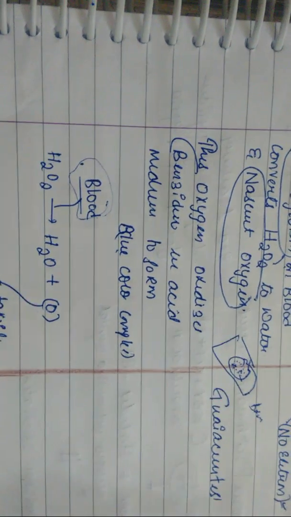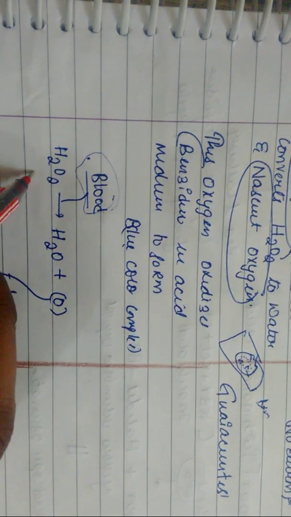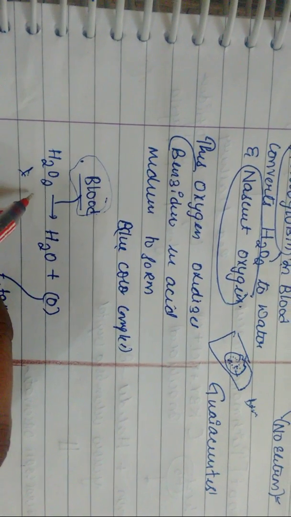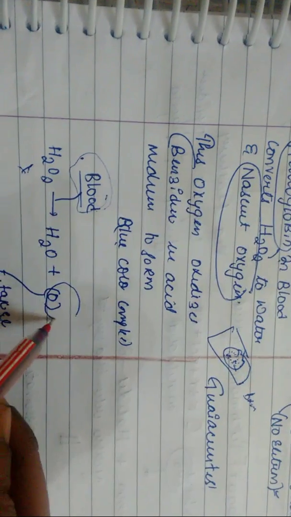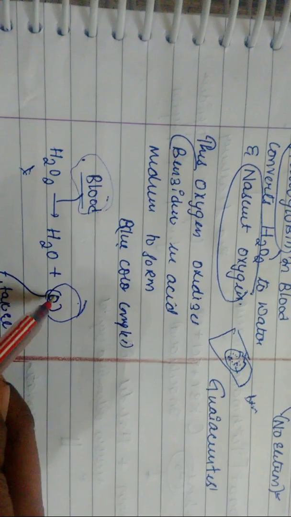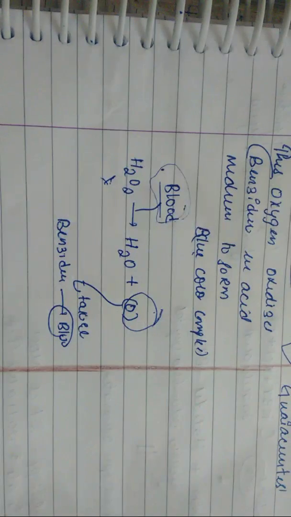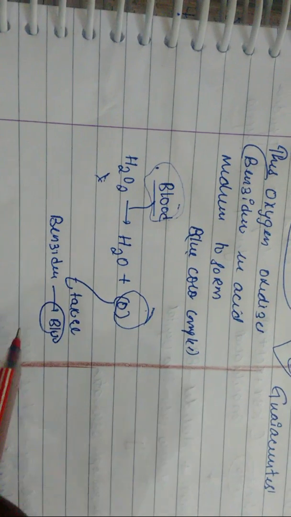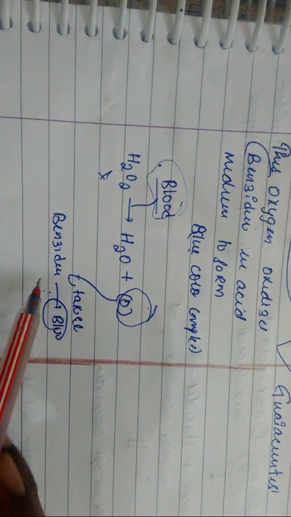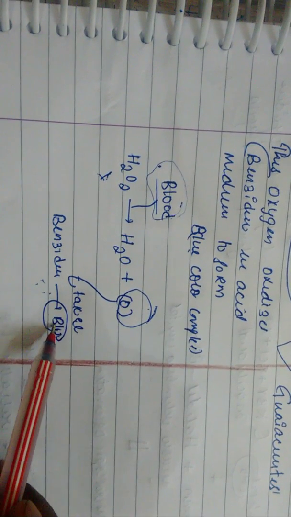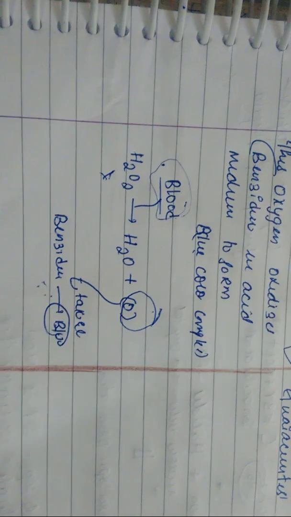So we have to understand that in this benzidine test we involve H2O2. Now we have nascent oxygen here, and what does this nascent oxygen do? It takes electrons from the benzidine, and the benzidine converts into blue color. This is what you have to understand.